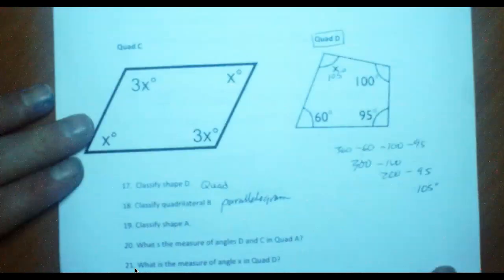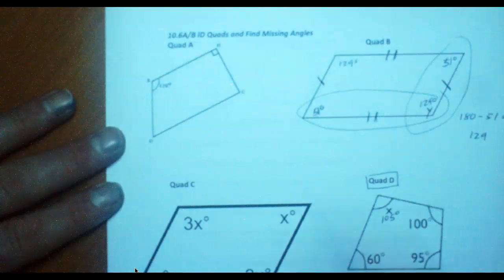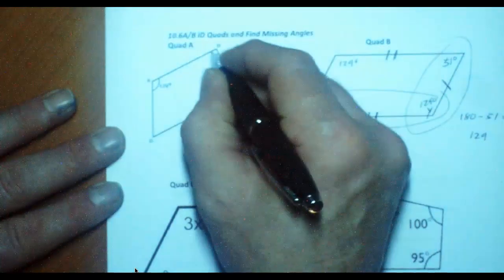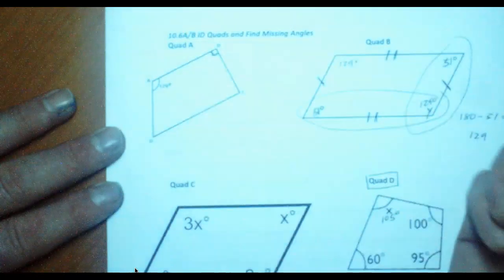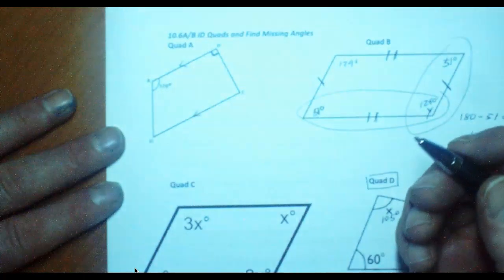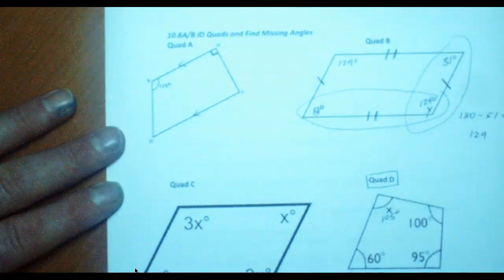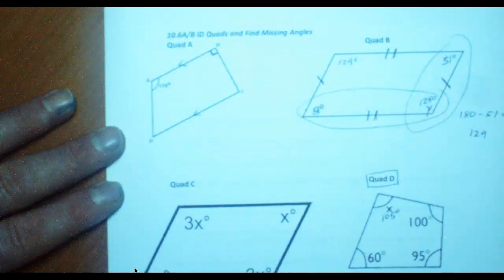So classify shape A. We'll take a look up here at shape A. Well, this line here shows that this is a right angle. And these two lines here are obviously parallel. So we've got one set of parallel lines here. And so this is going to be a trapezoid. So classify it as a trapezoid. And if you want to be really fancy, it's actually a right trapezoid because it's got that right angle up there.